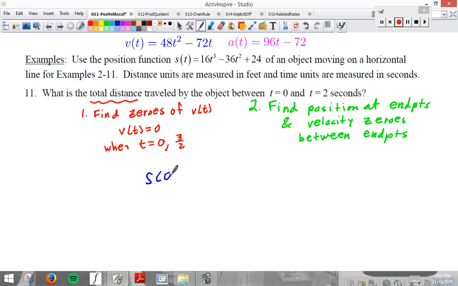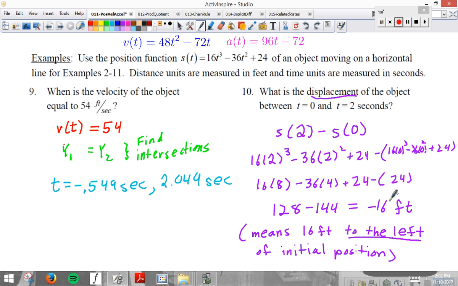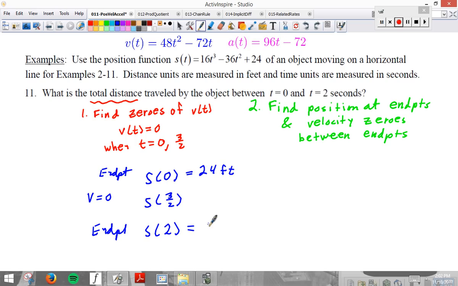S of 0, which happens to be 24 feet. We found this a bunch of times by now. S of 3/2, because 3/2 is where a zero velocity, endpoint, velocity equals 0, endpoint, and then S of 2. S of 2, we kind of found this in the last problem. It would just be this plus 24, because we did 24 minus 24. So S of 2 is actually going to be 8 feet.